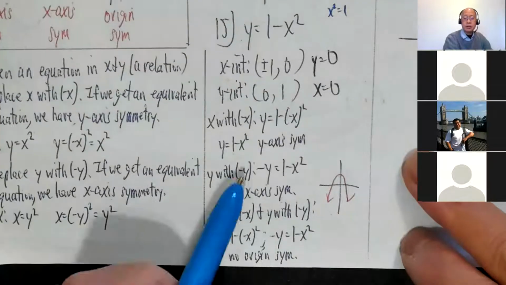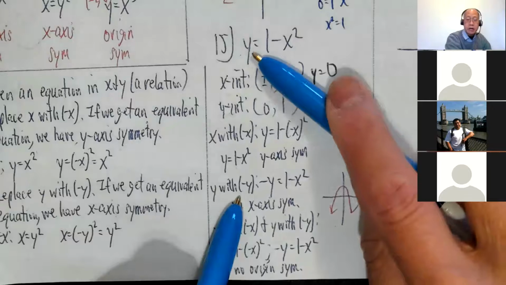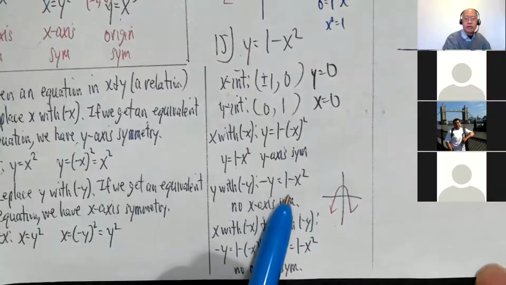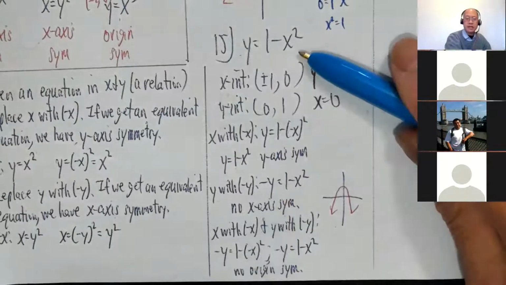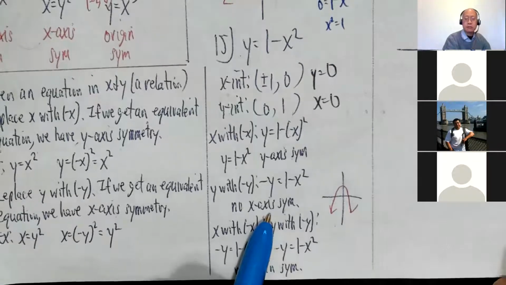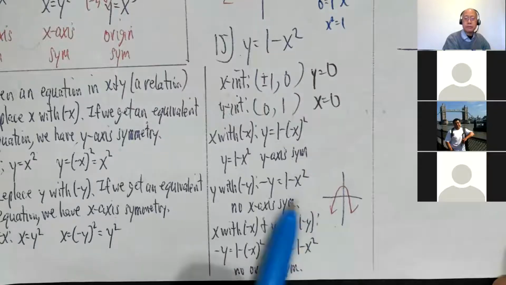Now, what about the others, which we say no? Replace y with negative y. So right here, make it negative y. So it says negative y equals 1 minus x squared. That's not the same as that, right? So I don't have x-axis symmetry. And I'm not anticipating origin symmetry either.